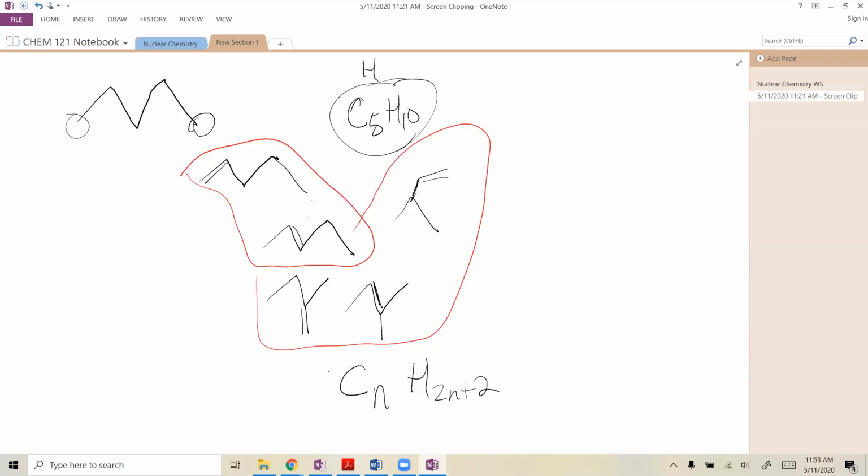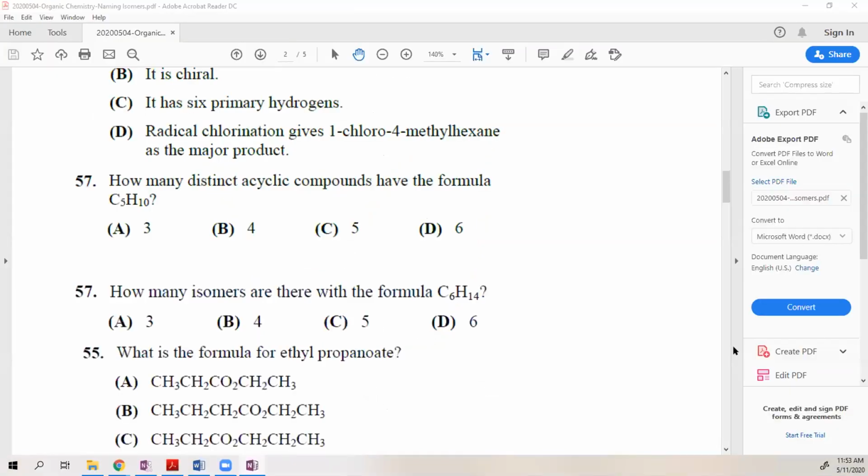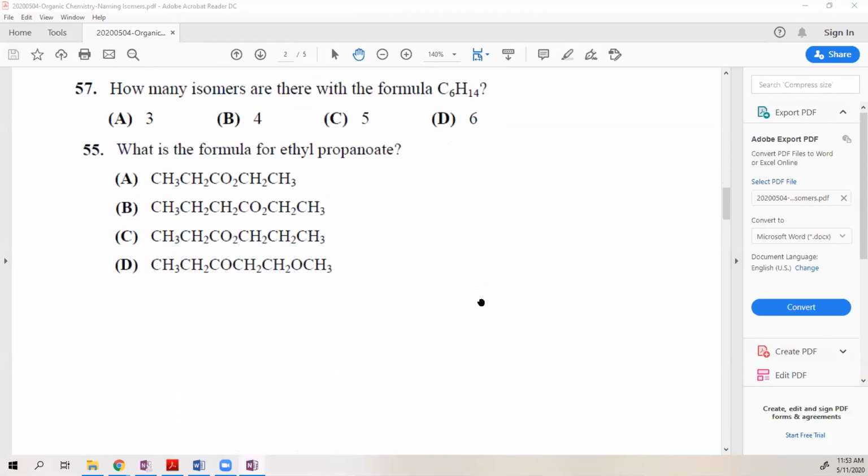Okay. So let's look at our next question. We're going to skip the other one on isomers because we're running a little bit low on time. So I want you guys to try this one with the naming. What is the formula for ethyl propanoate?